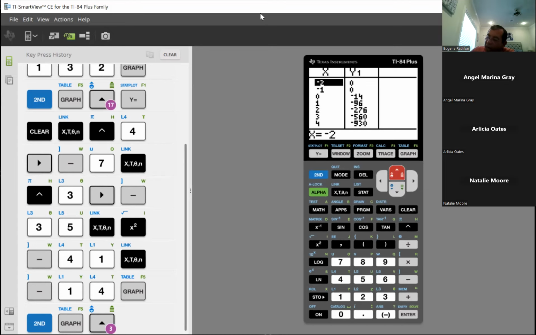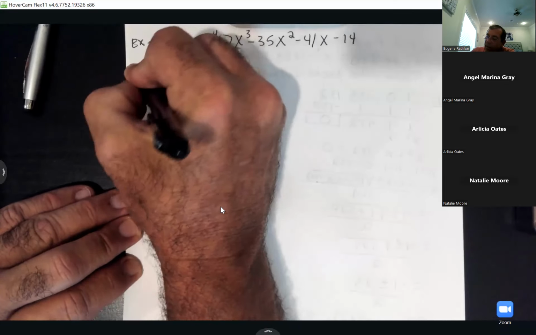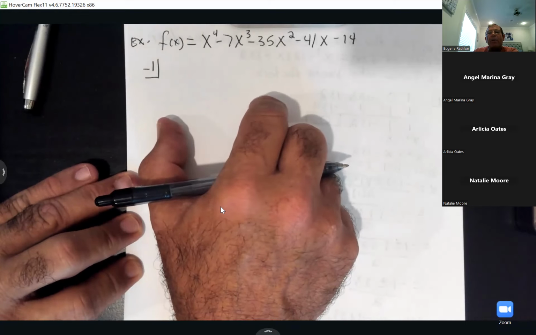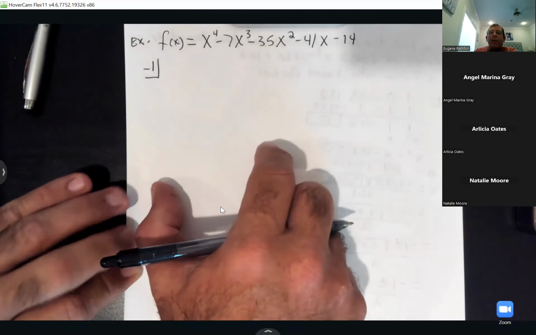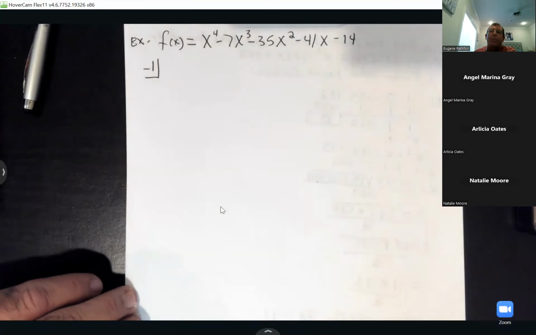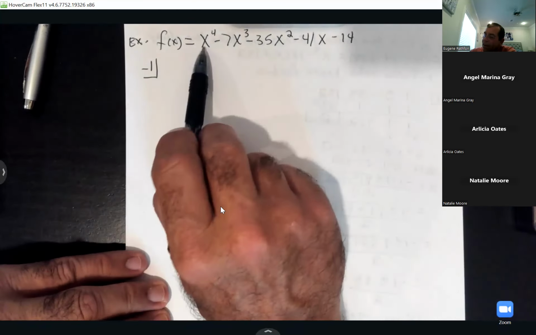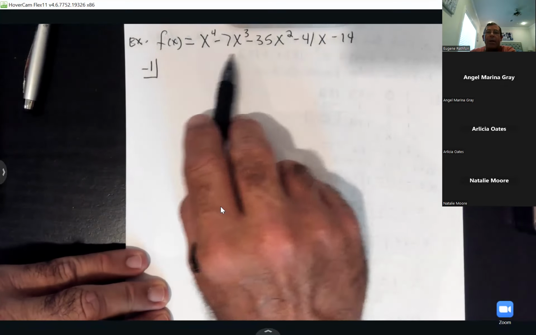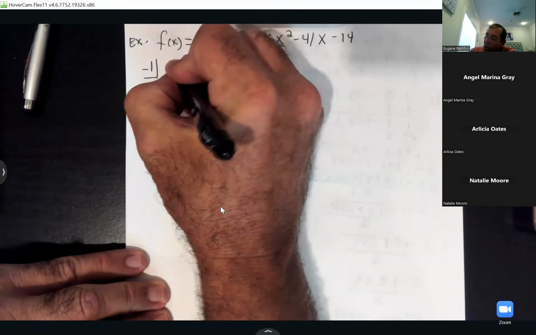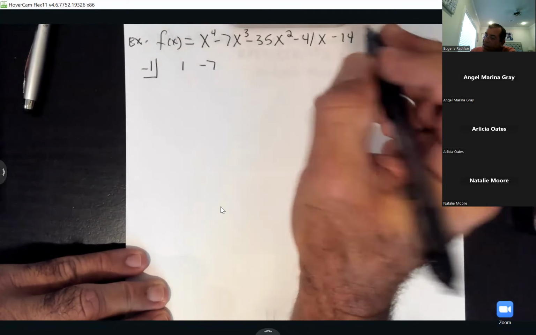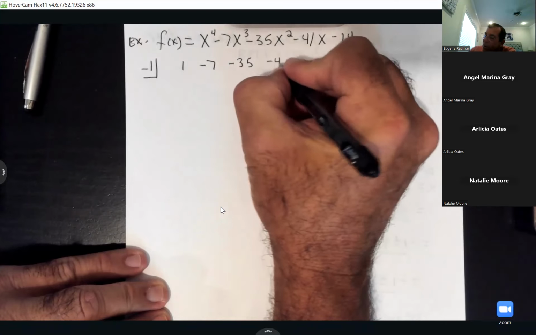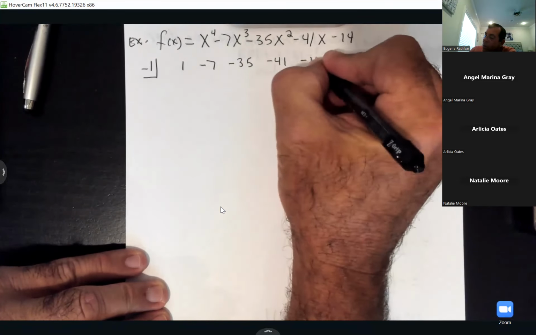So I'm going to start out with -1 first. Once I get my next polynomial, I'll do that -2. And then for the last 2, I can do some kind of quadratics. All right, let's see: x to the 4th, x cubed, x squared, x, and number. Nothing's missing. So I got a 1, -7, -35, -41, and a -14.